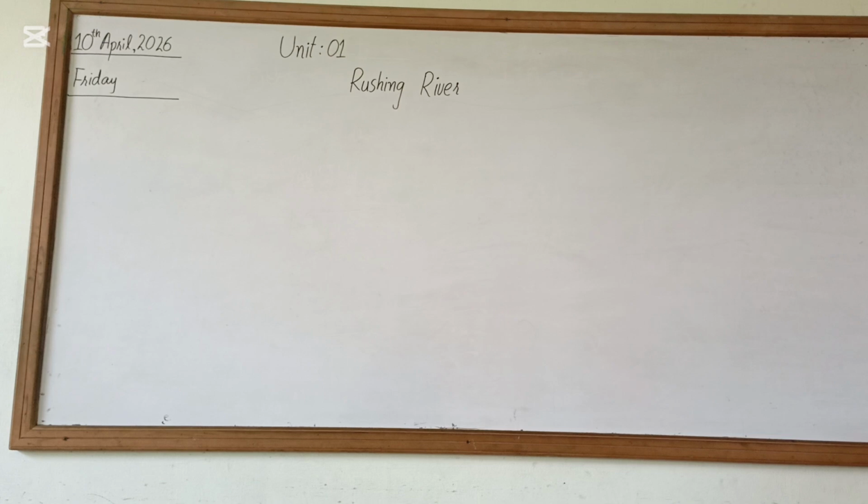But before that, your task is to find out those difficult words that are to be underlined in this video lesson from your dictionaries, and they should be underlined in your books properly. So open your books, page number 9, unit number 1, Rushing River.